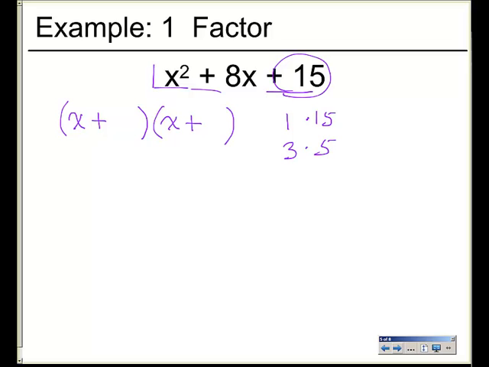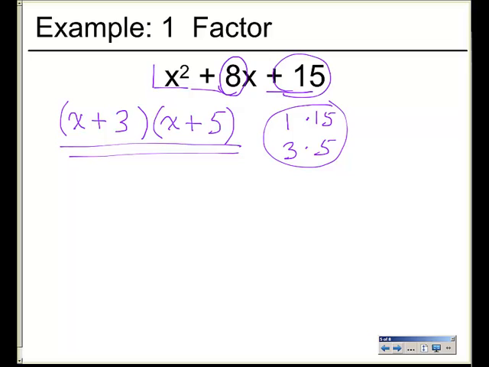So which set of factors do I use? Well, that depends on what the b value is. In this case, the b value is 8. So I want the sum of my factors to add up to 8. Which of those factors adds up to 8, 1 and 15 or 3 and 5? Clearly it is going to be 3 and 5. So the two factors I need are 3 and 5, and this ends up being the factored form of the original trinomial up here.